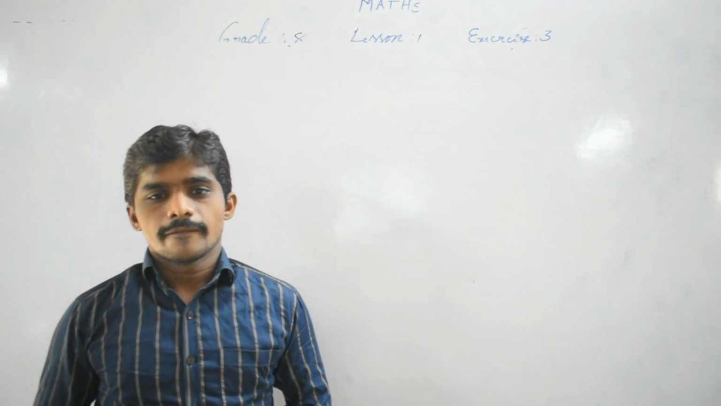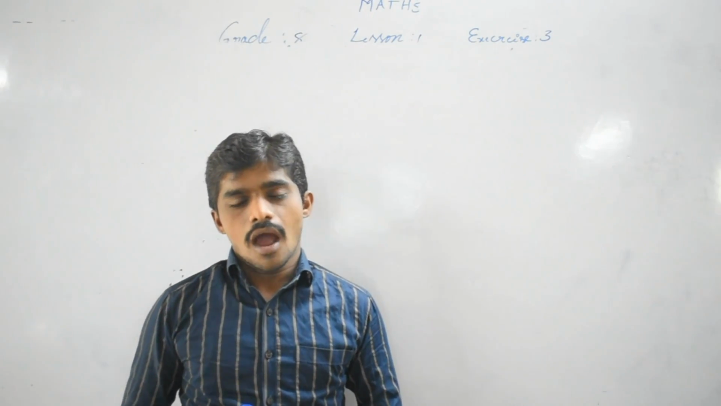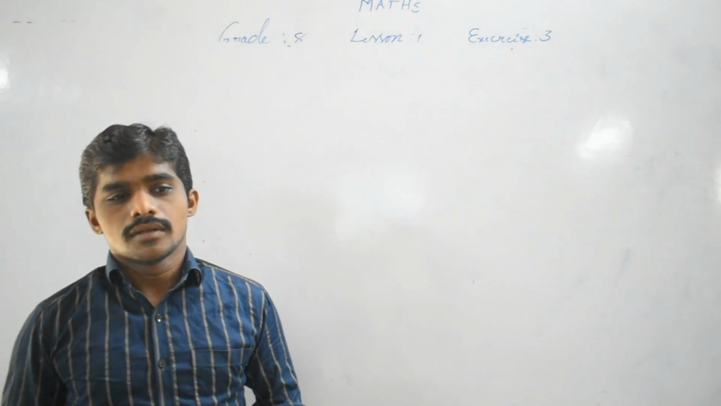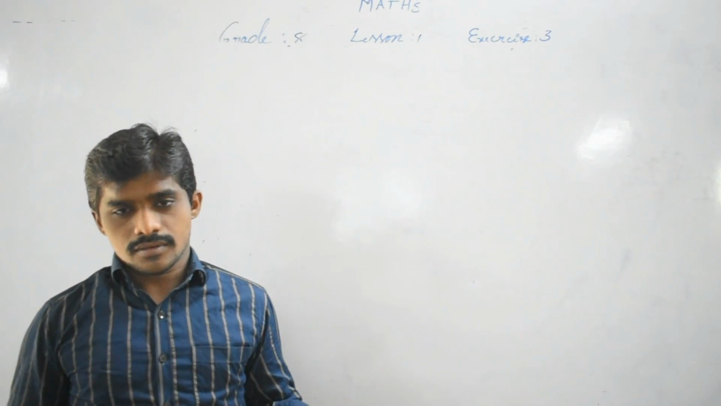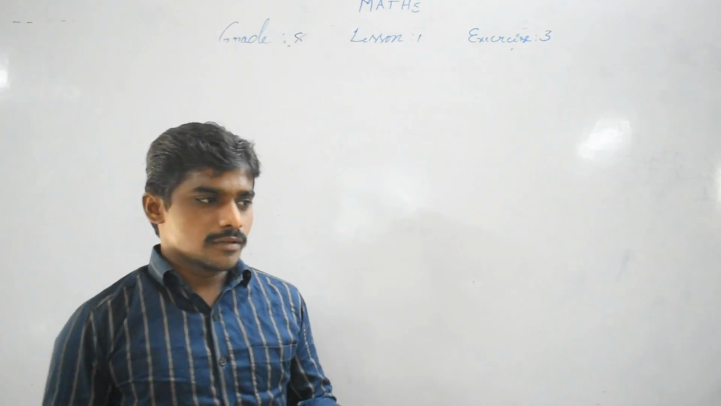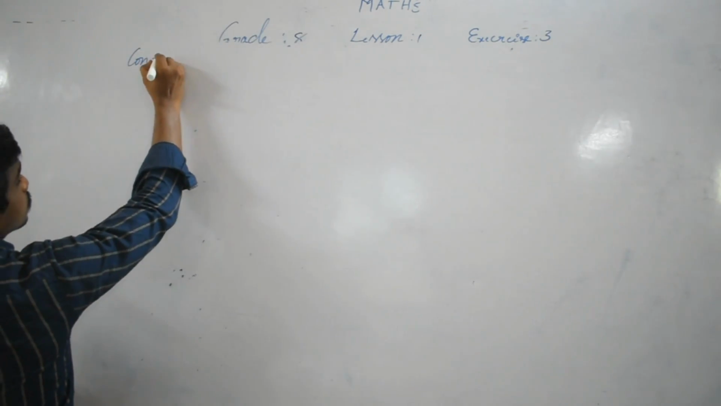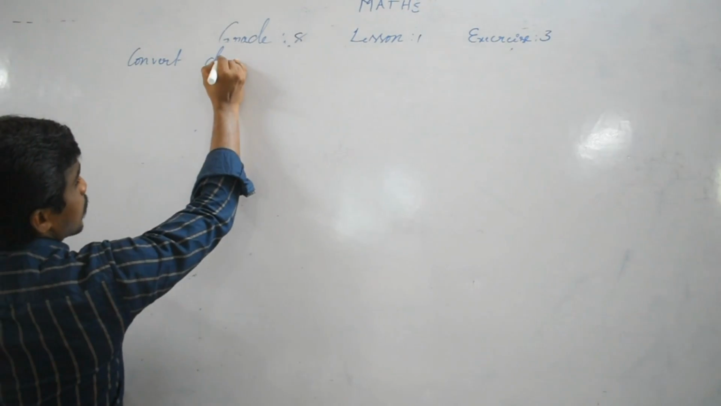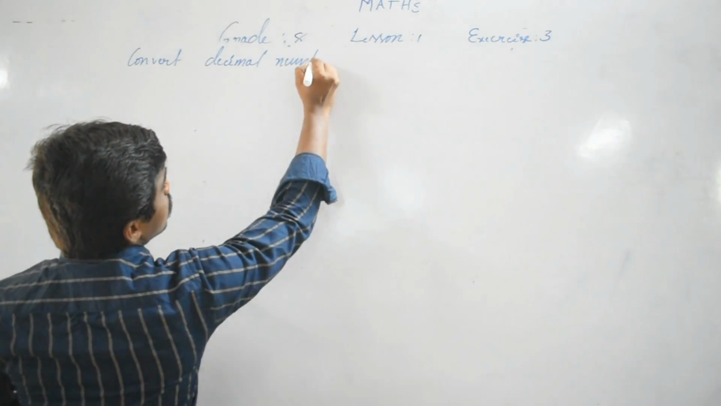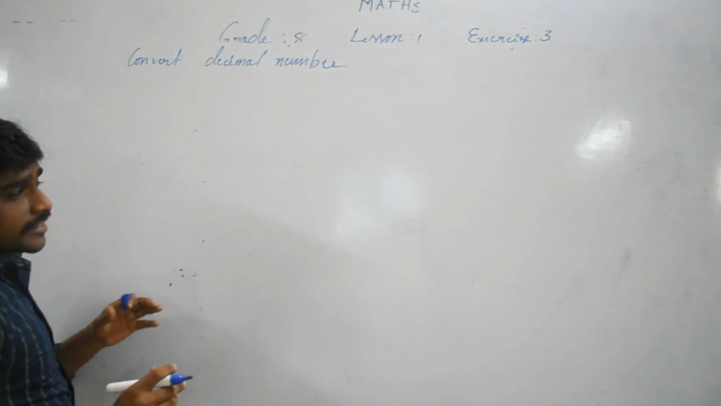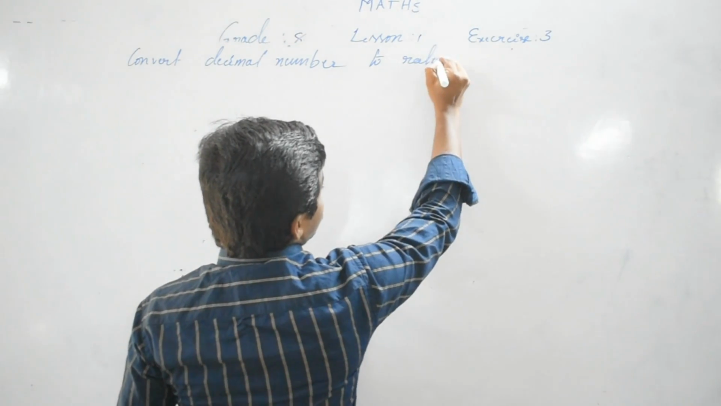In the last class, we learned about rational numbers and how to identify them on the number line. So today we are going to learn how to convert a decimal number to a rational number, and how to convert a rational number to a decimal number. So here our topic is: convert a decimal number to a rational number.